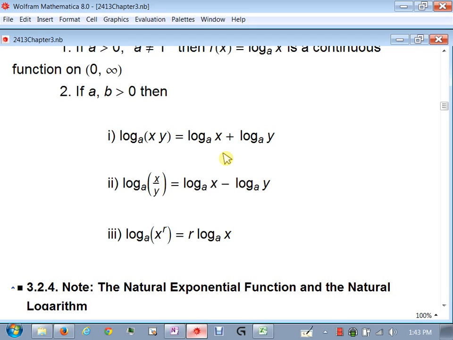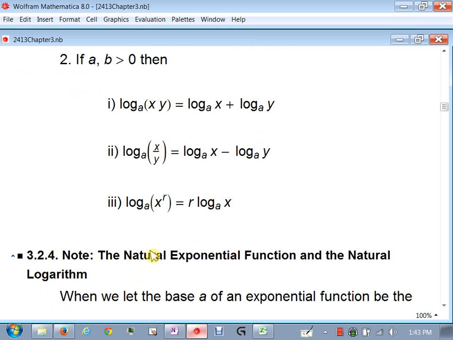Or you could go the other way around. If you had 2 logs, you could put them together into a single log. That's this property. If you have division inside of a log, you could take it and turn it into 2 logs with subtraction. And this was a huge property. We're going to use this today. If you have log and you have x to a power, that power can come out. That was big time. That's going to really help us today. So with logs, powers drop out.